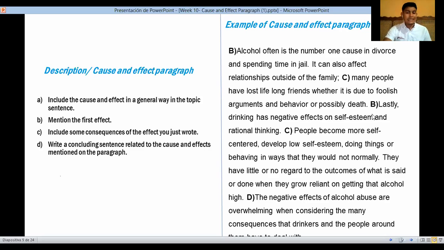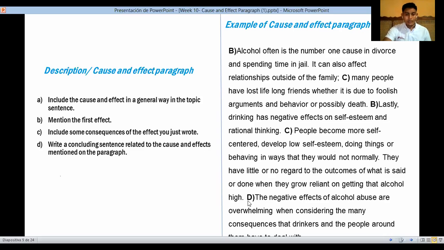Lastly, B: drinking has negative effects on self-esteem and rational thinking, because the person who drinks alcohol doesn't have good self-esteem when drunk. Letter C: people become more self-centered, develop low self-esteem, and do things or behave in ways that they would not normally because they are under the alcohol's effects. They have little or no regard for the outcome of what is said or done.